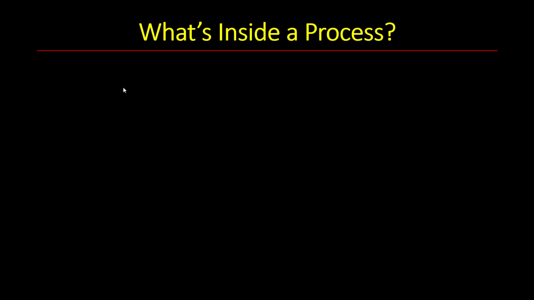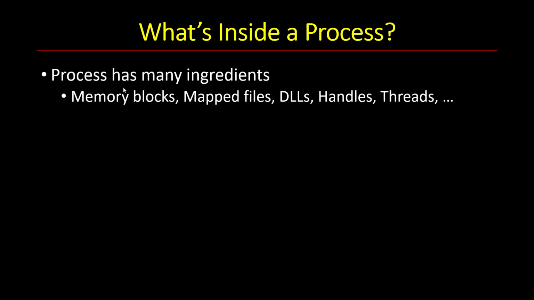We know that processes are management objects that have multiple resources within them. For example, we have memory blocks that are being allocated by various components in the process. We have mapped files, we have images, that is DLLs. Various DLLs map into the address space of the process. We have handles to various kernel objects. We have threads, of course, that actually do the work and execute code. We know that every process has at least one thread that is created initially, but then more threads can be created. So how can we see what's inside the process?